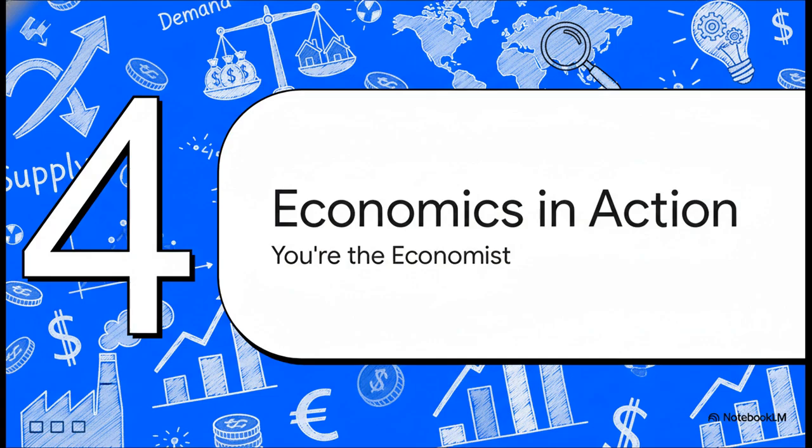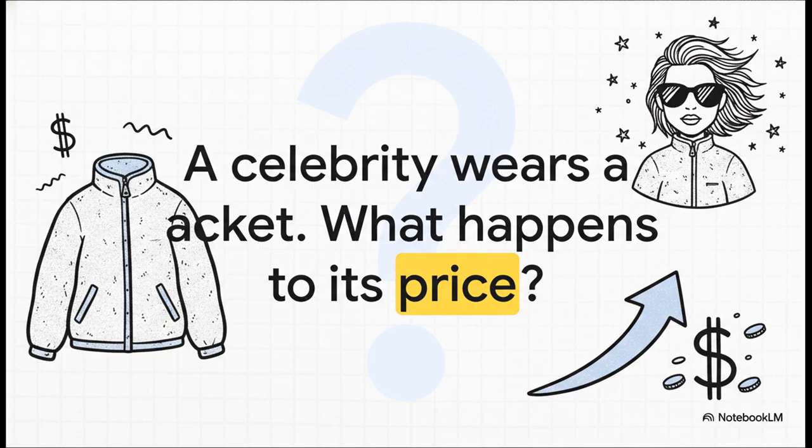All right, you've got the basics down. You know about demand, you know about supply, and you know about the sweet spot where they meet. So now, let's put you in charge. We're going to run through a few real-world examples. You're the economist now. First up, let's say there's this fleece jacket. It costs $50, nothing special. Then all of a sudden, a massive celebrity like David Beckham is photographed wearing it. What do you think happens to that $50 price tag?